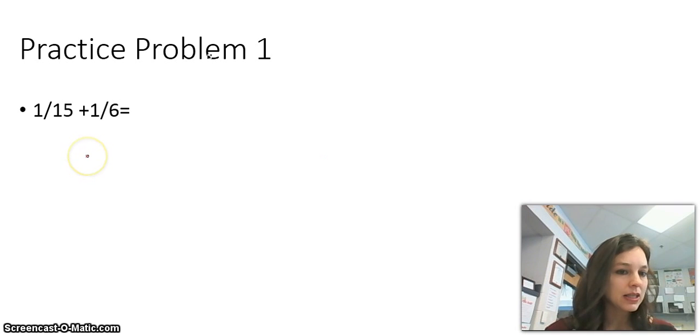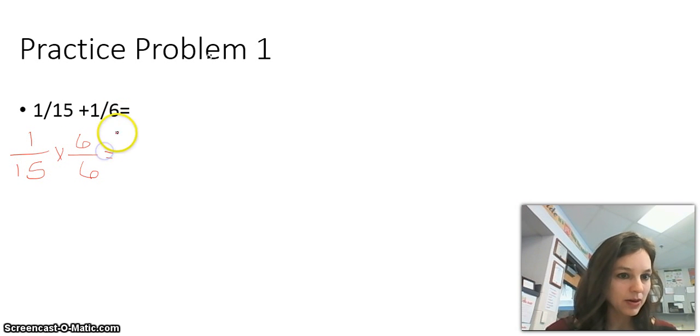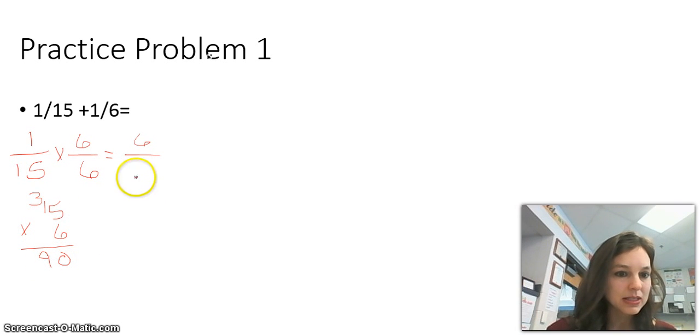So 1/15, I'm going to multiply 1/15 by 6/6, the denominator over here. And I'm going to get 6 on the top, and then I'm going to go over here to the side and do 15 times 6. 6 times 5 is 30, carry the 3, bring down the 0. 6 times 1 is 6, plus 3 is 9. So 15 times 6 is 90.